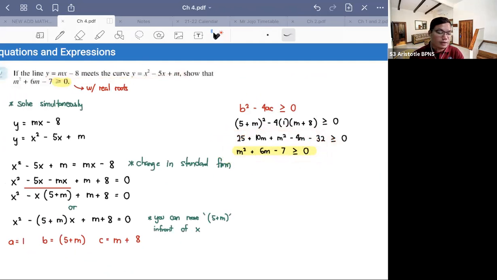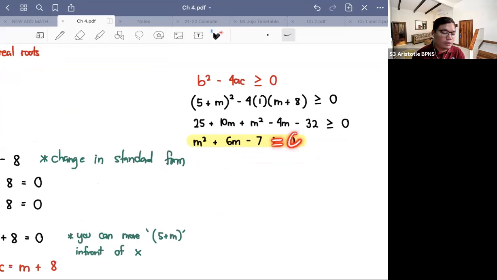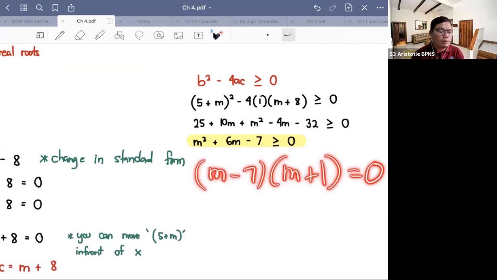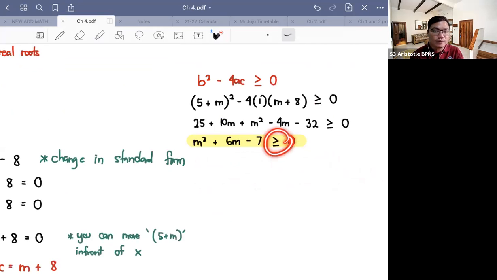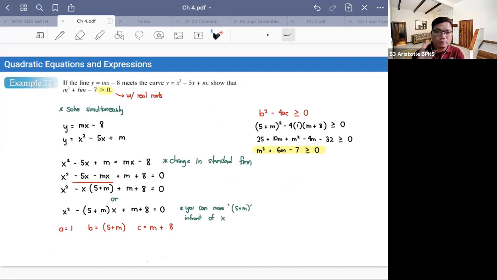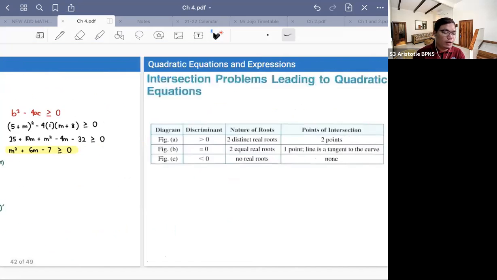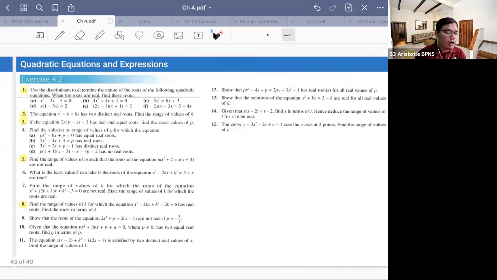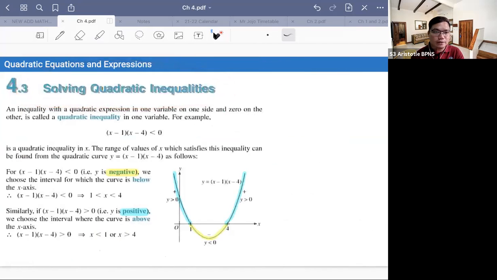But the question here, class, is now how do we answer this kind of question? How do we solve for the inequality? Because if this is equal to 0, there will be m minus 7 and then m plus 1, right, equals 0. But what if it's an inequality? So that will be, all right, this is part of the last topic on chapter 4. Okay, how do we solve quadratic inequalities, right?